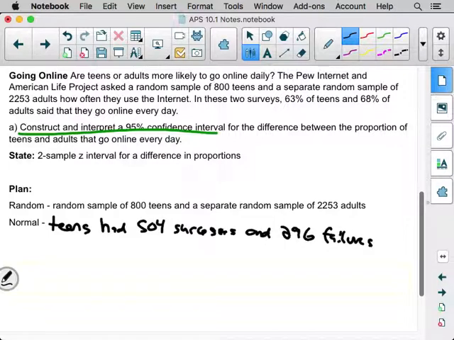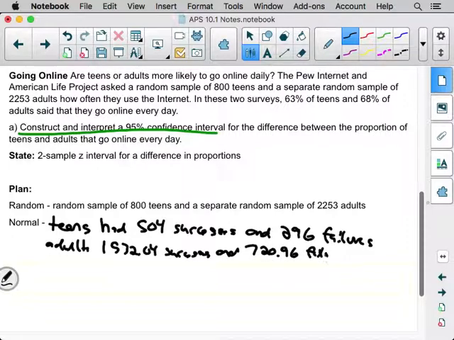And then I do the same thing for the adults, but using the 68%, so 0.68 times 2,253 is going to give 1,532.04 successes. And if I multiply it by 0.32, that gives me 720.96 failures. And then what do we say about all four of those values? All at least 10.